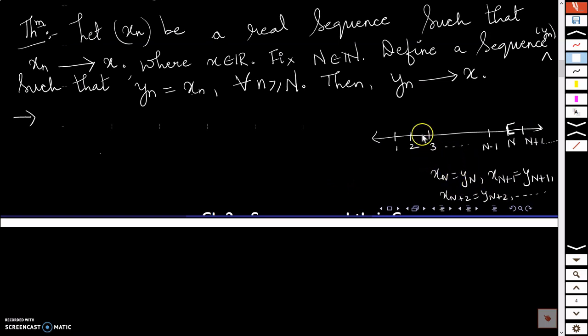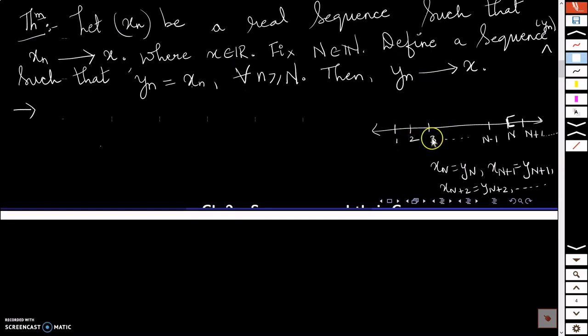Now, what is happening to the sequence yn before the natural number N, I am not interested in. It could be any real numbers. So y1, y2, y3 up till y_(N-1) could be any real numbers. I am not interested in them. What I know is that after the natural number N, the terms of the sequences xn and yn are the same.